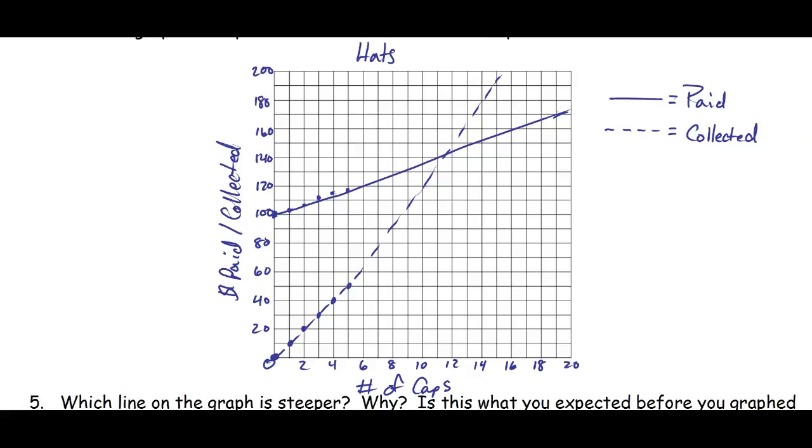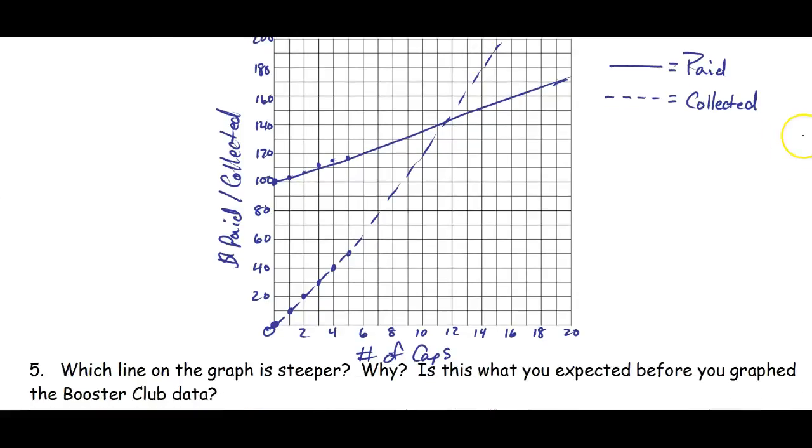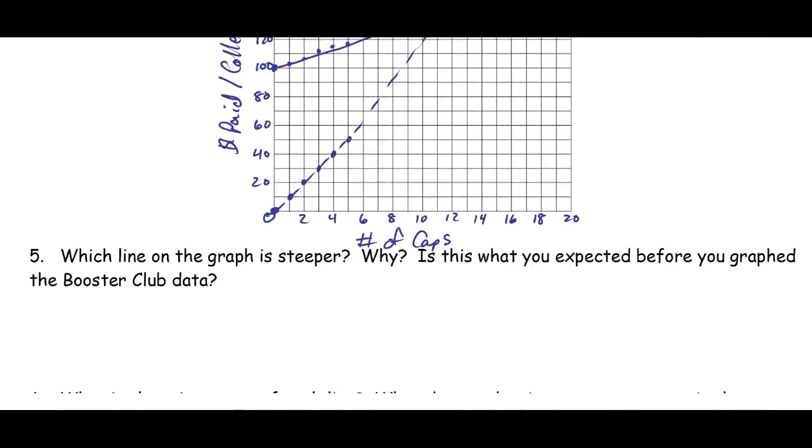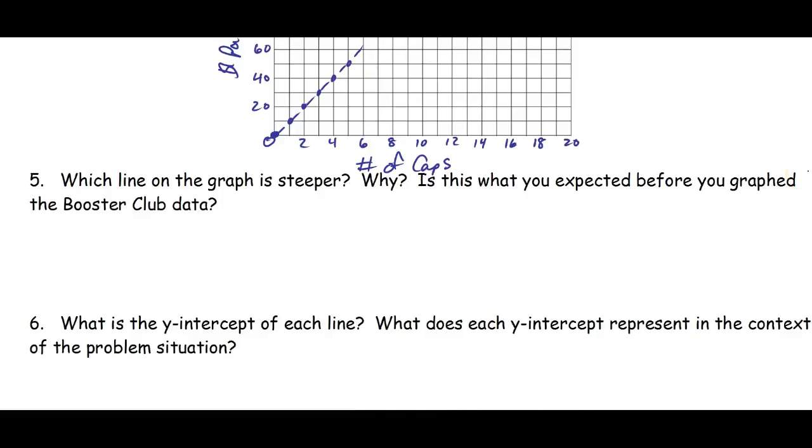Okay, so number 5, we're going to use our graph now to answer our question. Which line on the graph is steeper? Why? Is this what you expected before you graphed the Booster Club data? So which one is steeper? The amount collected. Okay, the slope is bigger. Did we expect this? Yeah, we already answered that question on the previous page, so yes, we expected that.